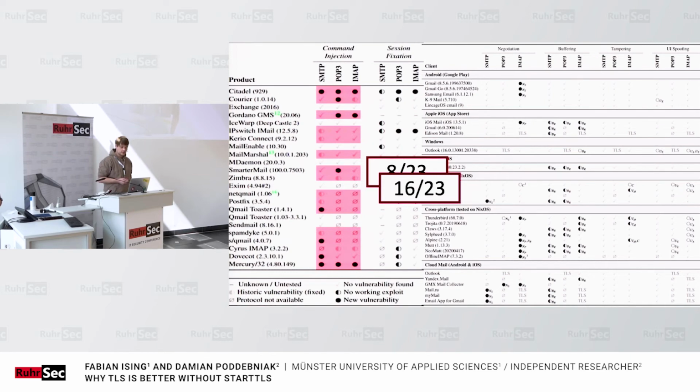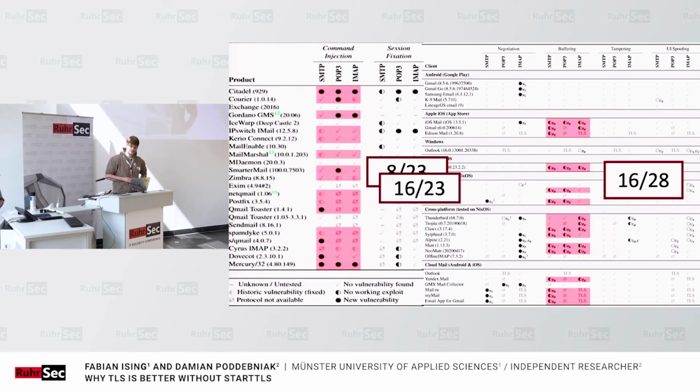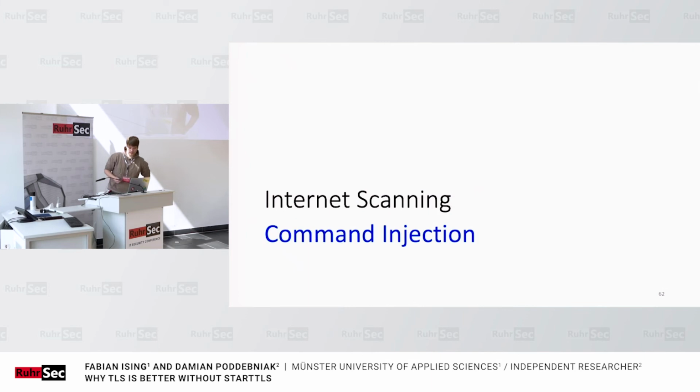We can generalize this attack also to a response injection, which mimics the same kind of buffering injections as on the server side to the client side. And also what we see here is that 16 of the 28 applications are vulnerable to injections. Okay, so let's continue with internet scanning.